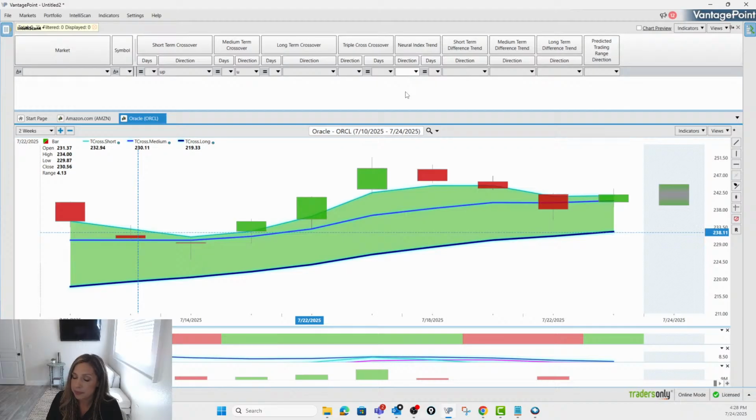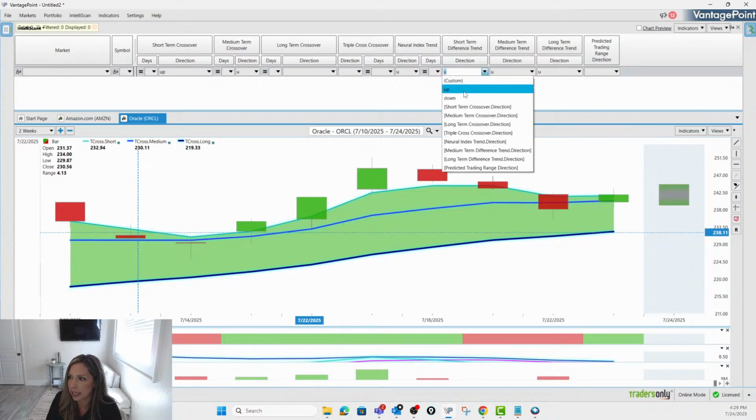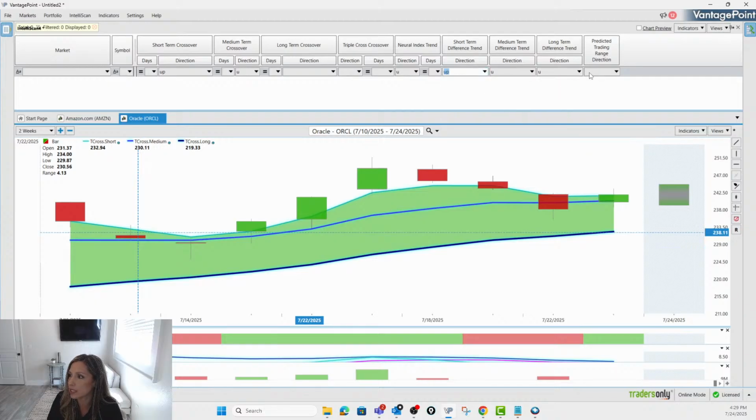So as we see, we have our neural index here. That was one of our 4 points of confirmation. Keep in mind, that's that red and green bar that runs across the bottom of the screen. And then let's look at our predictive differences. We would want nice bullish strength coming in. So I'm just typing in U for up. That's just a quick little shortcut that we can use in the scan. You could also just select the up from the drop down if that works easier for you.